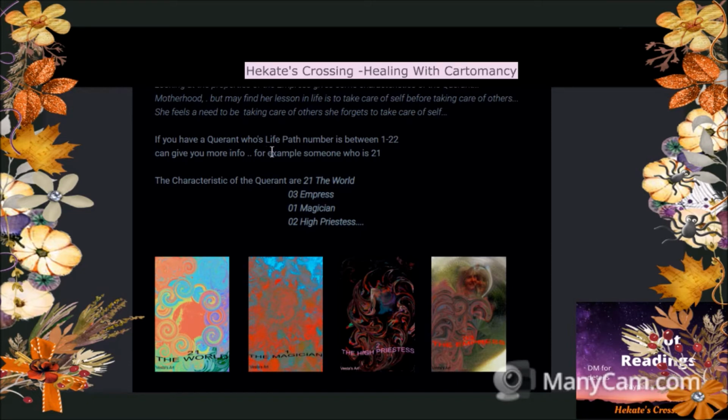So remember, if you have a querent whose life path number is between 1 and 22, that can give you more info. For example, for someone who's 21, the characteristics of the querent are the 21, the World, Empress, Magician, and the High Priestess. Remember to break it up. 2 and 1 is 3, then you've got a 1 energy and a 2 energy as well. Empress, Magician, and the High Priestess as well, to be included in the energies.